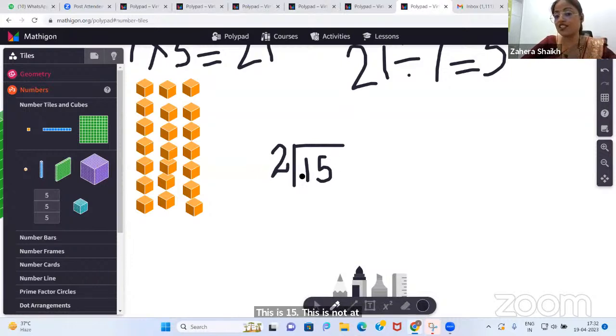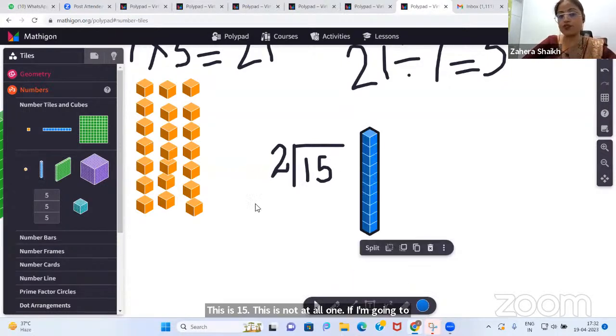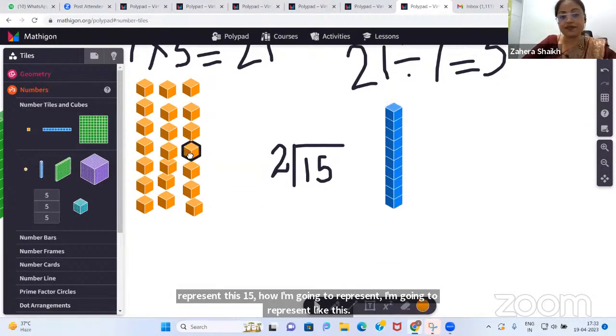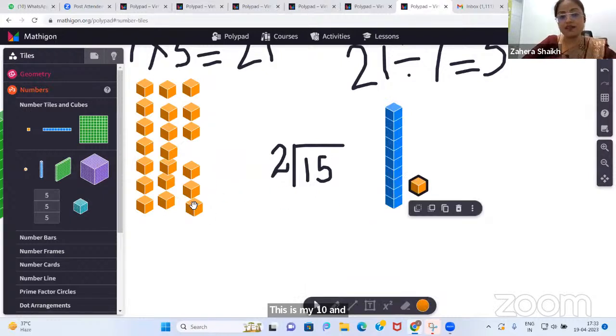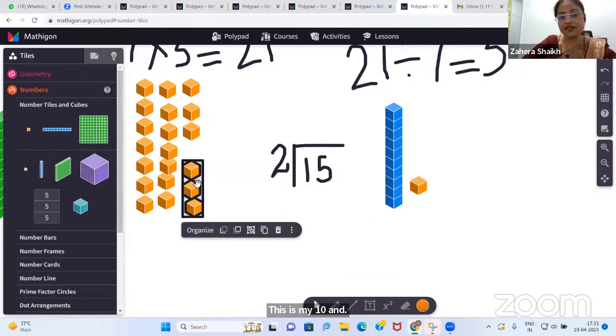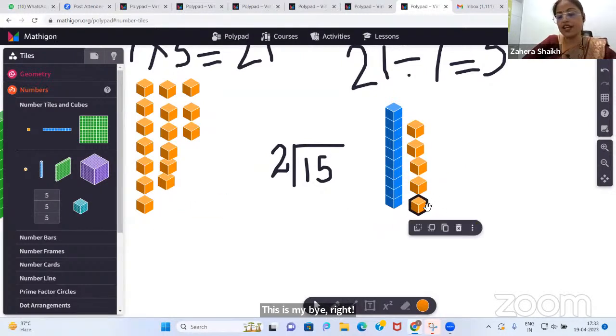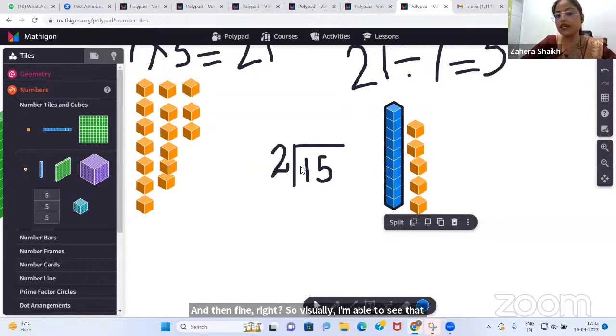If I'm going to represent this 15, how am I going to represent it? I'm going to represent it like this. This is my 10 and this is my 5, right? So visually, I'm able to see that in 15, this 10 is always bigger than 2. Then why should I take the other digit 5 as well? Why? We fail to give this reason to the children, right?